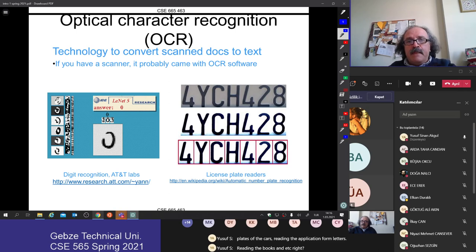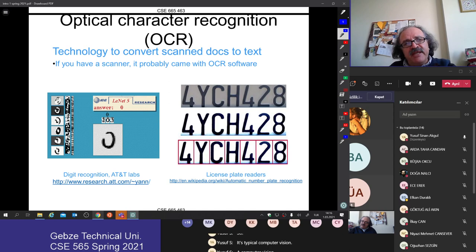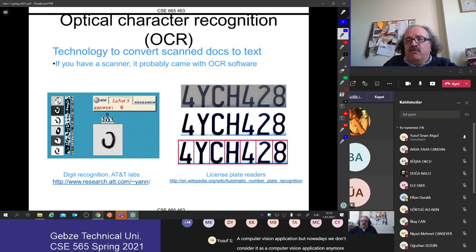So the typical computer vision application, but nowadays we don't consider it as a computer vision application anymore because it is solved. It is not an artificial intelligence problem anymore, especially the printed text. Printed text is so easy to recognize. It is doing better than the humans right now.